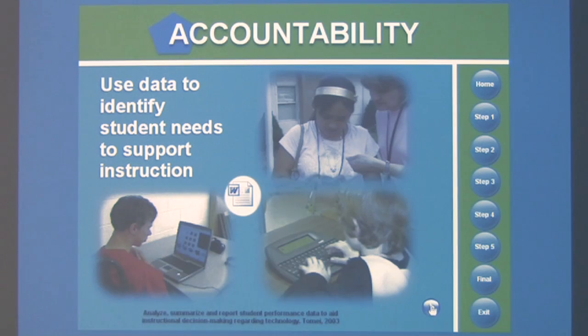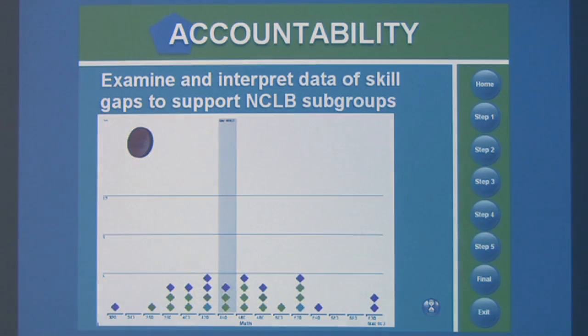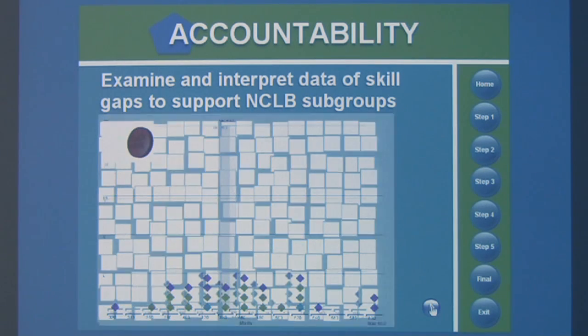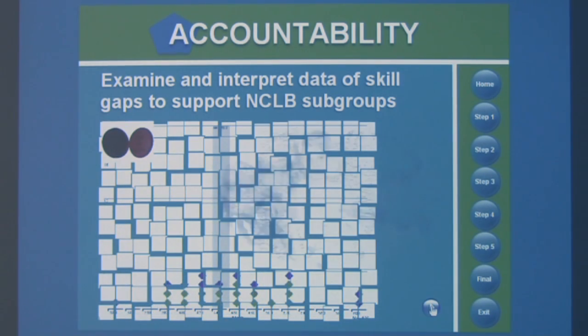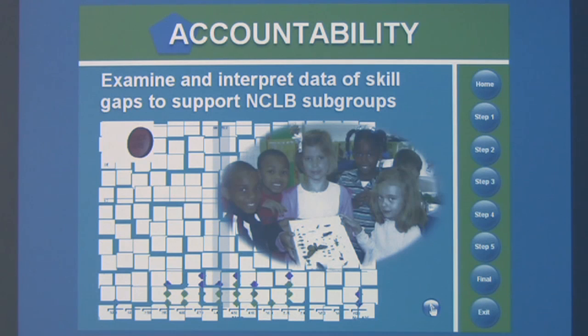Absolutely. But it was the team sitting down and identifying what the needs are in this particular building based on the assessments that we use. So once we do that, one of the pieces is let's examine and interpret the data based on the skill gaps in NCLB. When you take that data and break it down into small pieces, it represents a child. It represents a child. Now, how can we take a technology tool to help get across to the teachers, and how are we going to help them?